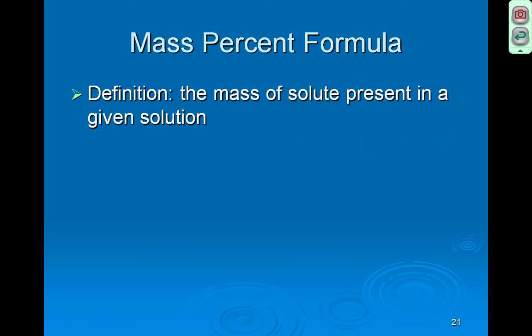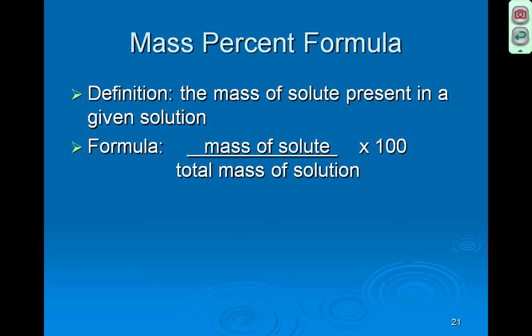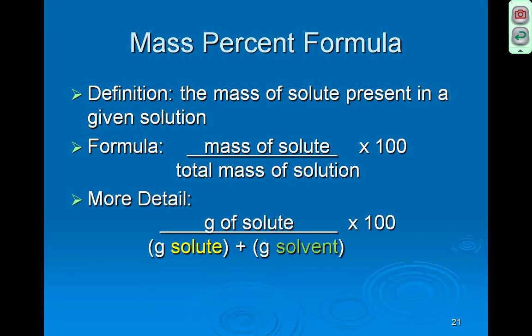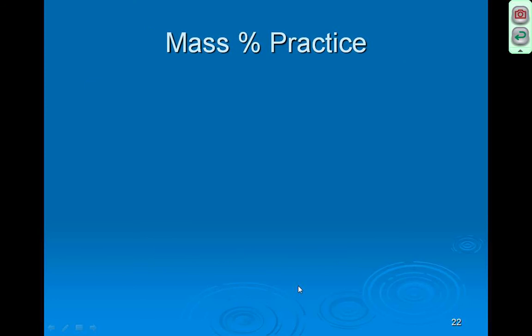We're going to look at mass percent first. The mass of solute present in a given solution. The formula is mass of solute divided by the total mass of solution times 100. The best way to write this is grams of solute divided by the grams of solute plus the grams of the solvent. The grams of the solute plus the grams of the solvent is the total mass of the solution.